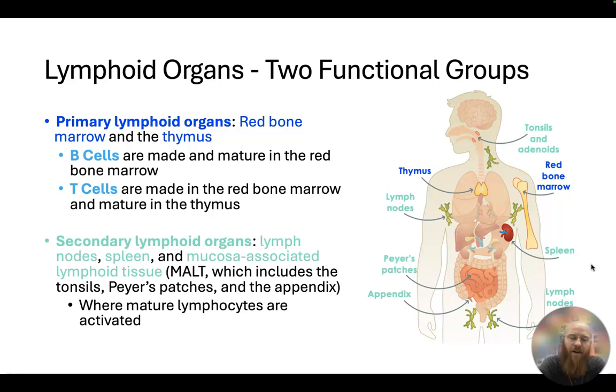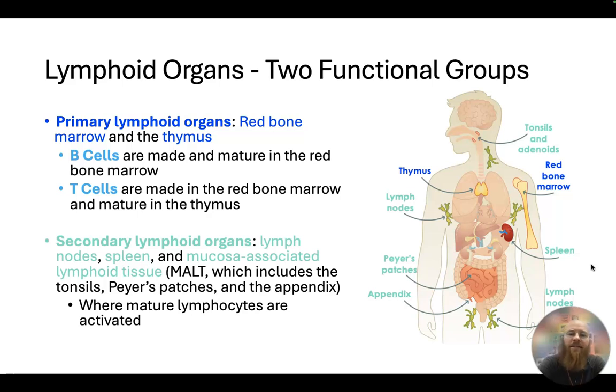And then secondary are the ones that continue throughout your life and play key roles in this system. So remember, for primary, we've got our B cells, which happen to be made and mature in the red bone marrow. T cells are made in the red bone marrow and mature in the thymus. And we'll talk about each of those as we move forward a little bit.